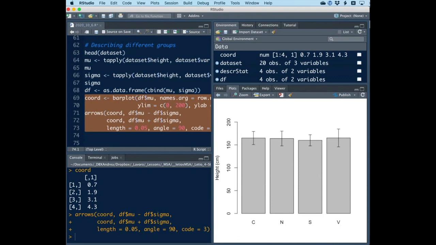Please note that in this case, we have twice the standard deviation because we have plus standard deviation and minus standard deviation. So it's twice the standard deviation. And that's okay. That's normal. That's what we do usually. And in a few weeks, I will tell you the exact meaning of this.